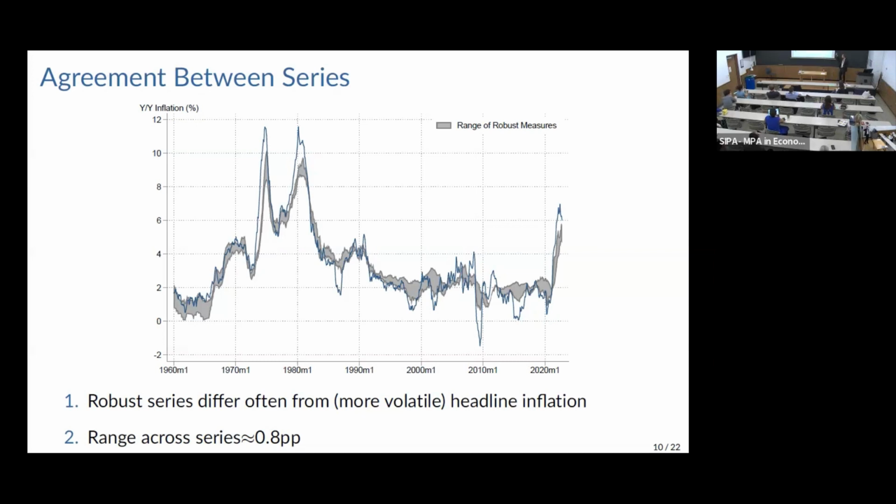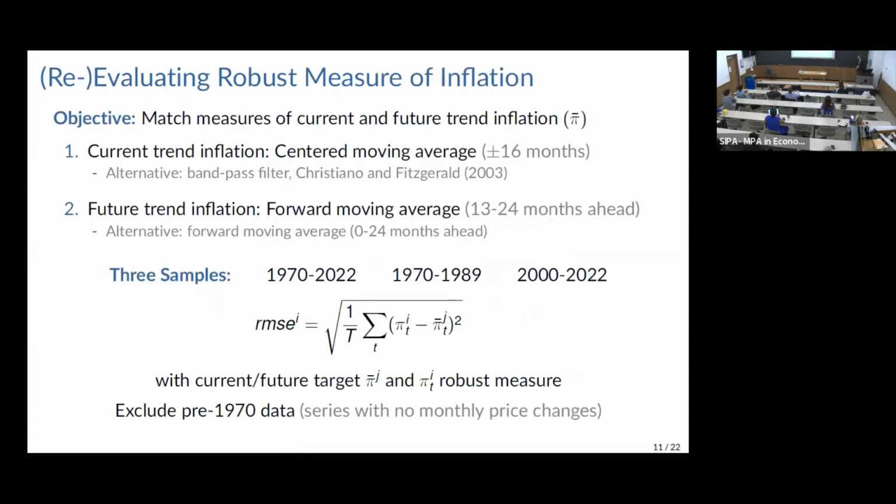And the range is just pretty large, about 0.8 percentage points, right? So broadly they agree, but there's an interpretation which might differ, and you can think about this more generally. So how are we going to do this? Well, we have the objective that we want to match some kind of trend, and we can use either current trend or future inflation. The current trend inflation is the same measure that people have used in that literature, so we just follow their footsteps. You can think about others.